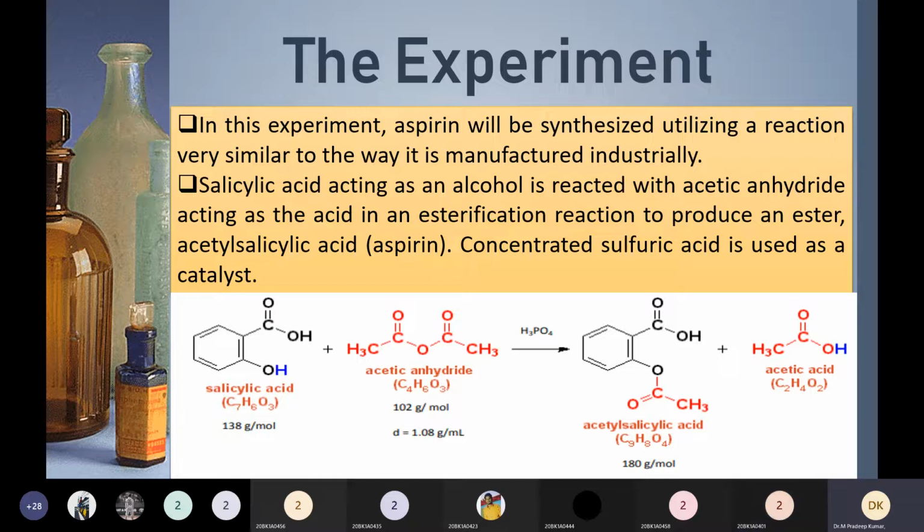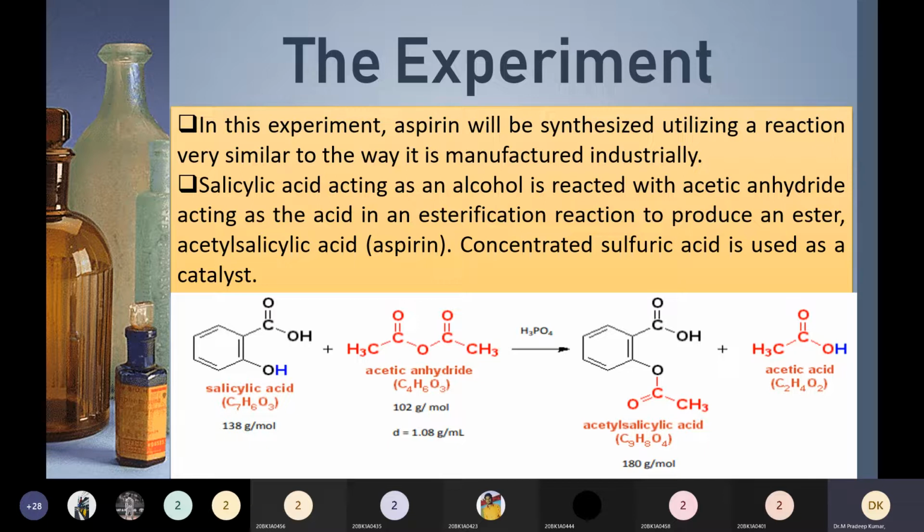Now, salicylic acid acting as an alcohol is reacted with acetic anhydride. You can see here, this is salicylic acid and this is acetic anhydride. Salicylic acid has the molecular formula C7H6O3, and this is the molecular structure. The molecular weight is 138 grams per mole. It reacts with acetic anhydride in the presence of phosphoric acid or concentrated sulfuric acid. It forms acetyl salicylic acid, this is the medicine known as aspirin, and the byproduct acetic acid.